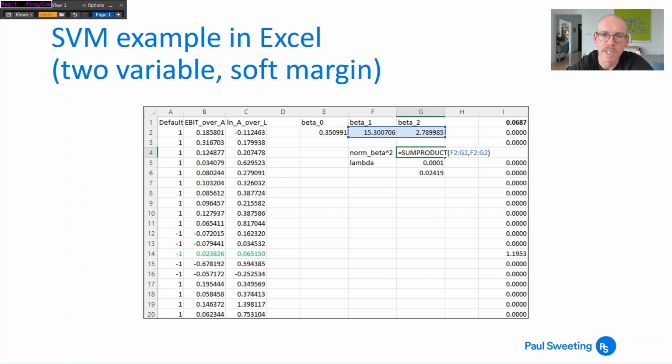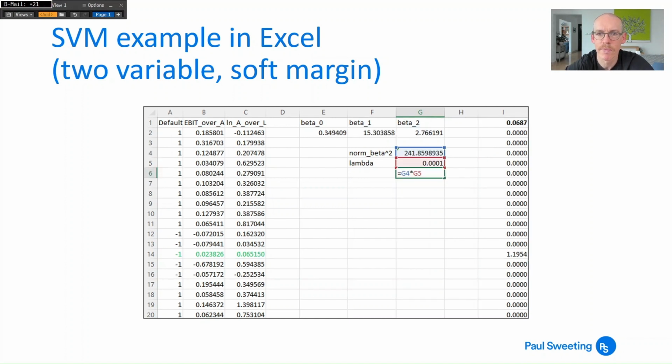You've still got the normal beta squared there, which is the sum product of F to G, so essentially F squared plus G squared. And you've got this value of lambda, which I've called 0.0001 in this example, and then a number at the bottom, which is those two multiplied together, which is how you saw it in the SVM soft margin example.